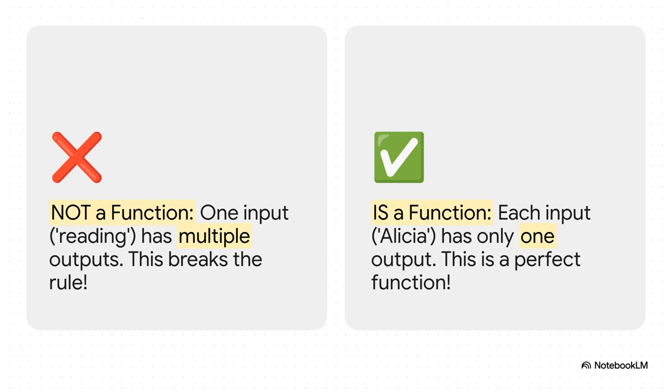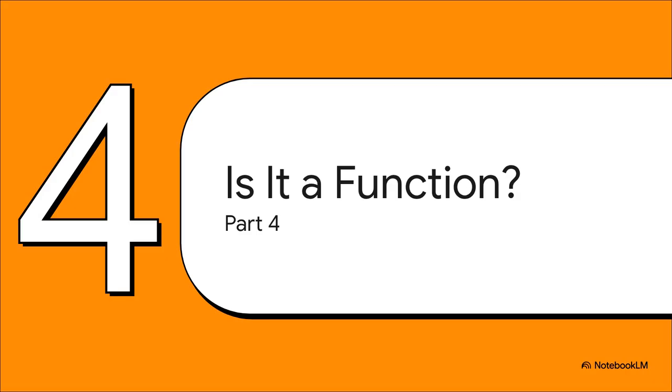This slide really shows that rule in action. On the left, see how that one input, reading, has lines going to multiple outputs? That is not a function. But look at the right side. Each input, like Alicia, has exactly one line going to one output. That's what makes it a function. See the difference? All right, time to put on our detective hats and be function inspectors.